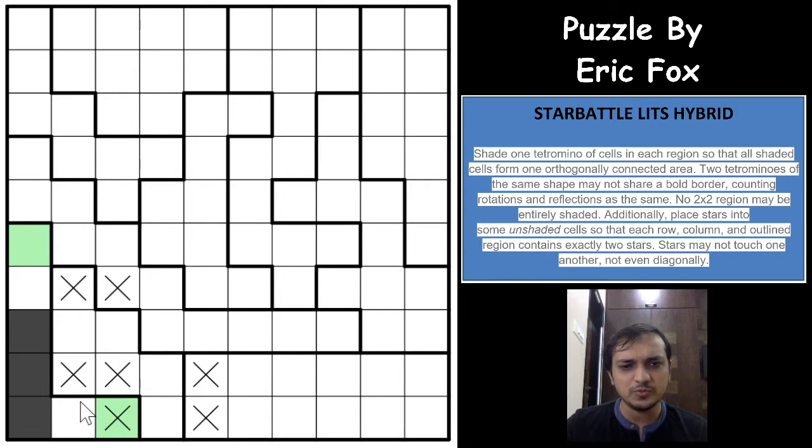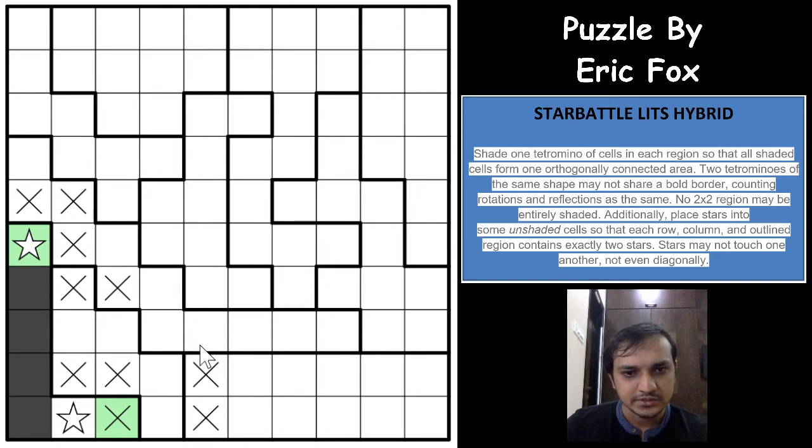And now, which means that this cell would have to be a star, and now this cell would have to be a tetromino cell, an L shaped, and this cell would have to be a star, right? So we have formed the tetromino, we have formed the star here, we'll form the other crosses here as well, right? Okay.